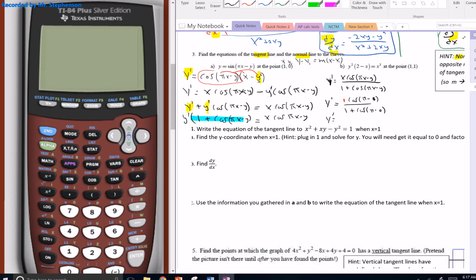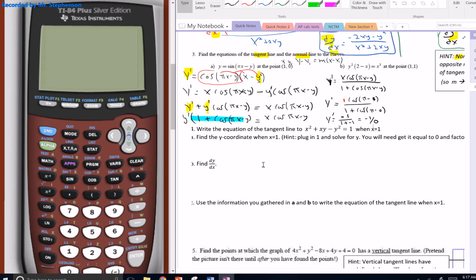And what this gives us is the derivative, the slope at (1, 0), is cosine of π over 1 plus cosine of π. Turns out cosine of π is −1. So this gives us −1 over 0, which tells me that, what? That tells me my slope is undefined.